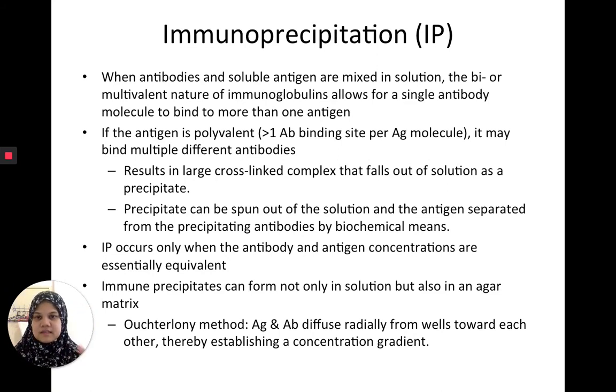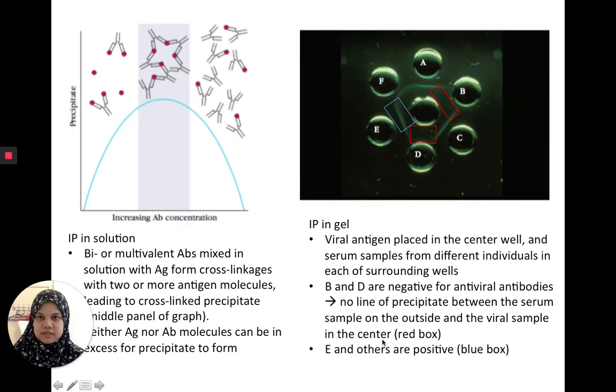And so this can then be spun out, and this is actually a good way to pull out antigens using antibodies, or pull out antibodies using antigens. One thing to note is that immunoprecipitation can only happen if the concentrations are somewhat equivalent. Too high or too low of one will not enable a precipitation line to occur. And there's also precipitation in agar, like the Ouchterlony method, and I will show you in the picture next.